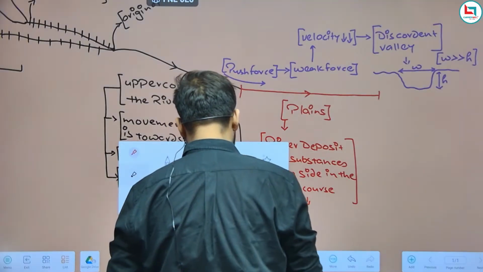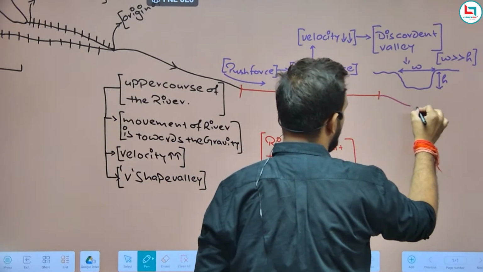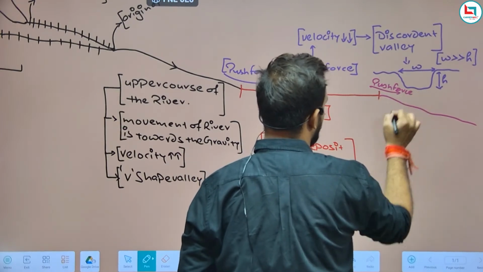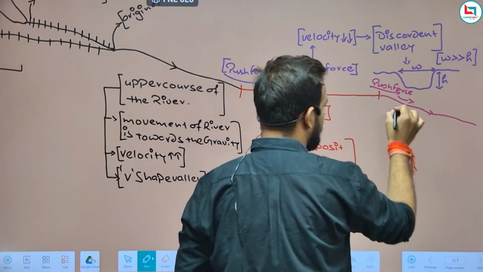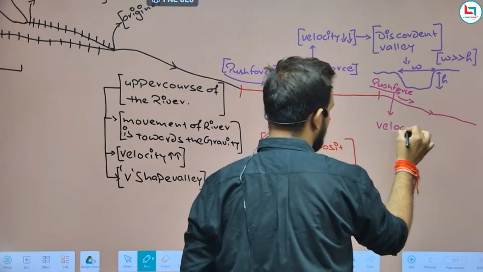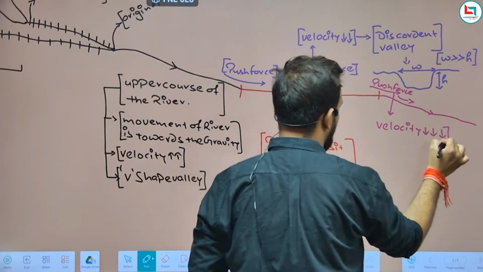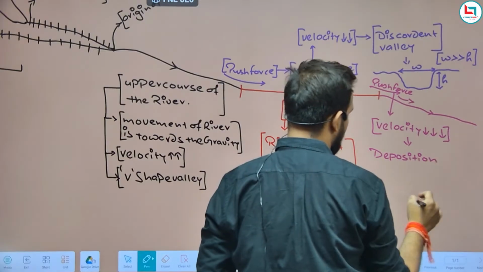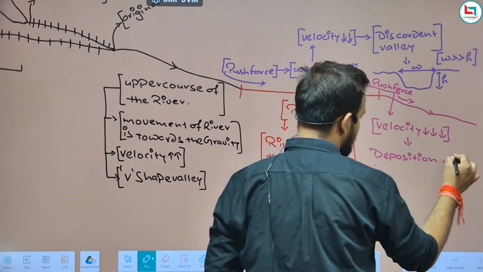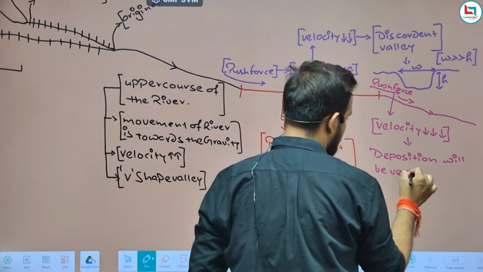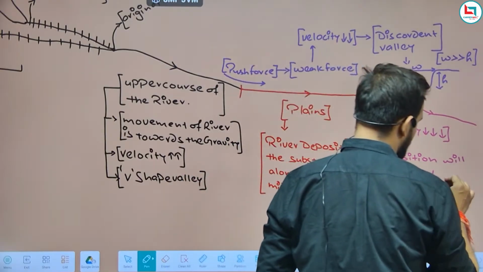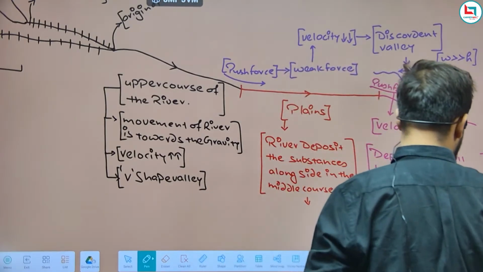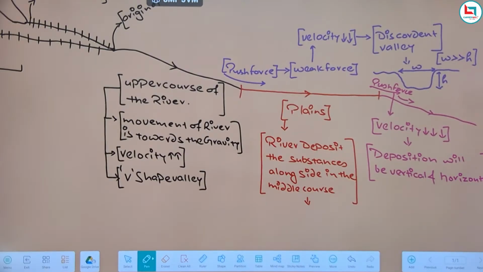After this, when the river reaches the lower course, then again in the lower course there will be the push force. Push force from the middle course of the river will be there. So due to this, the velocity will be very low, and due to this low velocity, the deposition will be vertical and horizontal. Both types of deposition will be there in the middle course. So these are the things that we need to know about the courses of the river.